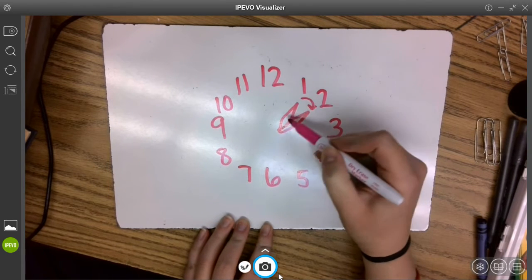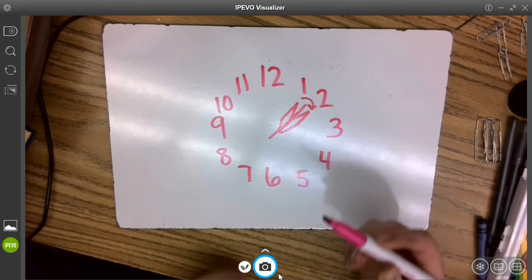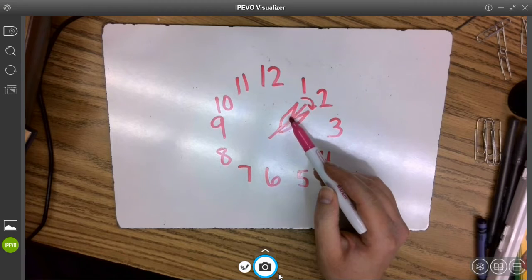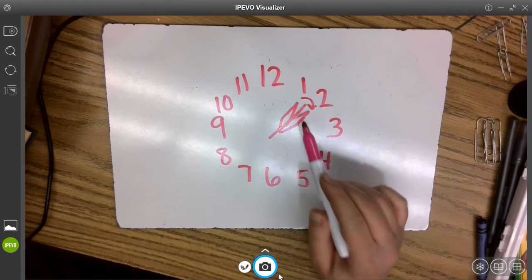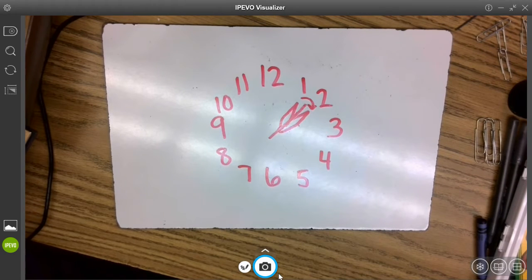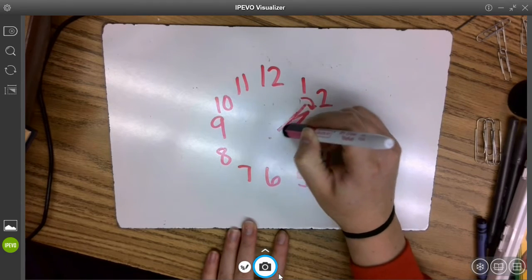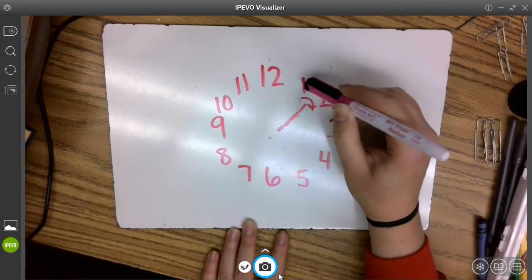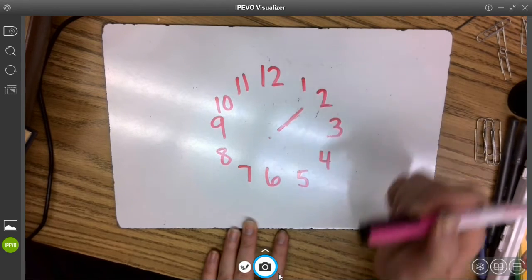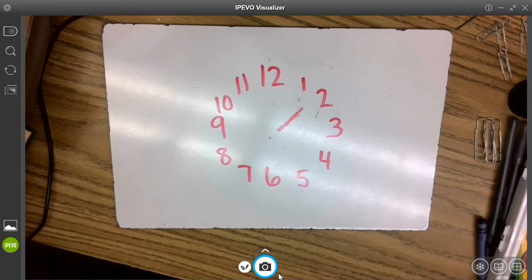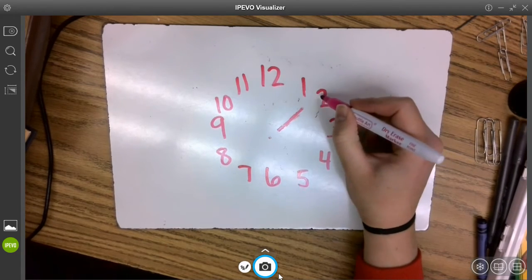So look at the shape I just drew. If I cut that in half, if I put it there, I could fold that on top of itself, couldn't I? It would be the same on either side. I went halfway between the 1 and the 2. I'm going to just leave that halfway mark there. I've created a new hour hand. This hour hand is halfway between the 1 and the 2.